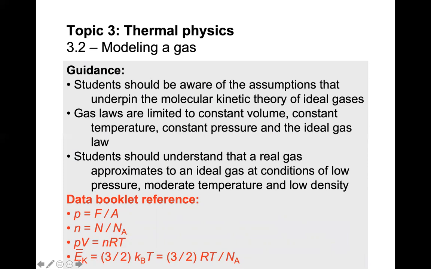Then you have the average kinetic energy, which is 3 over 2 times the Boltzmann constant multiplied by the temperature, or it could also be equal to 3 over 2 times R, which is the gas constant, multiplied by the temperature and divided by the Avogadro's number.